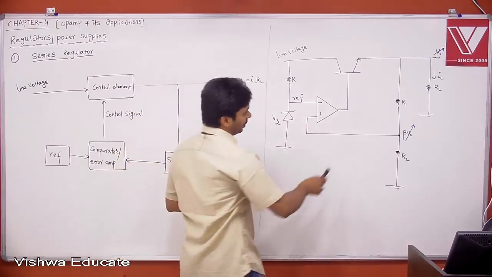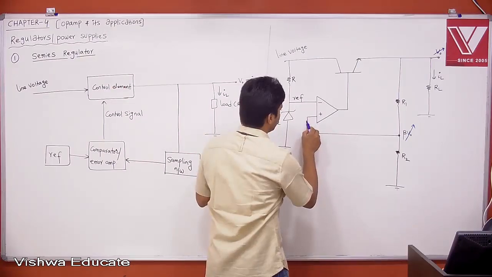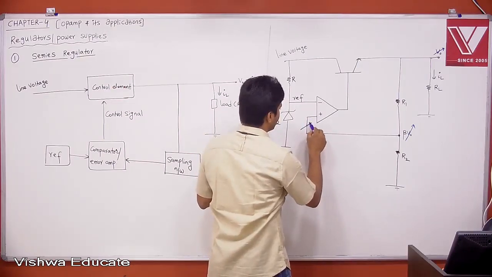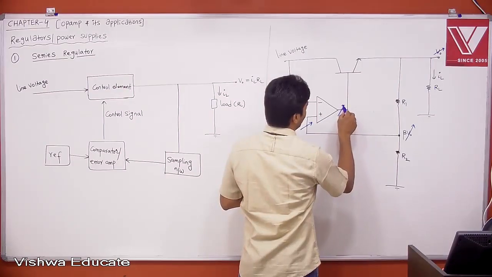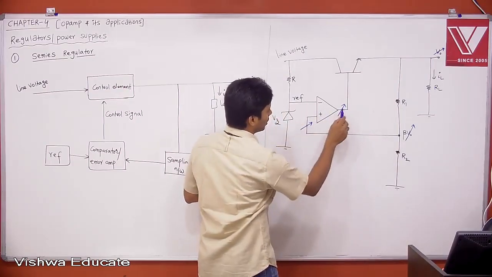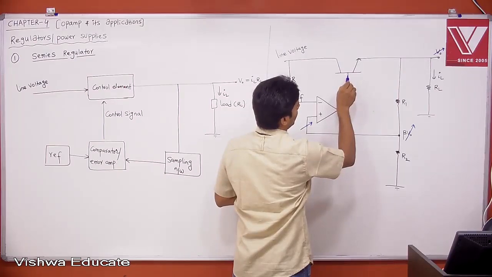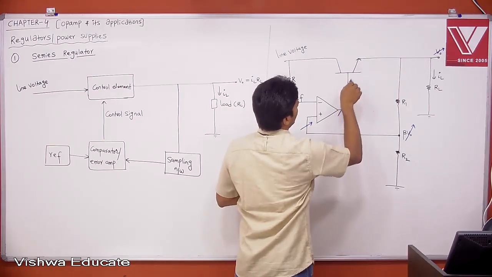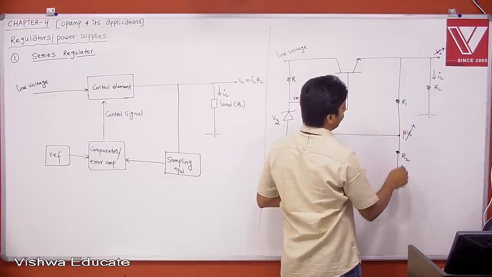Now let's see, when beta V0 is increasing, then the voltage at plus is increasing. When the voltage at plus is increasing, what about this voltage? The voltage at this point also will increase. Because both are in the same phase, when the voltage at this point is increasing, the voltage at the base will increase. When the voltage at the base is increasing, VBE increases, IB increases, IC increases, IE increases, neglecting the current which is flowing through R1, R2.